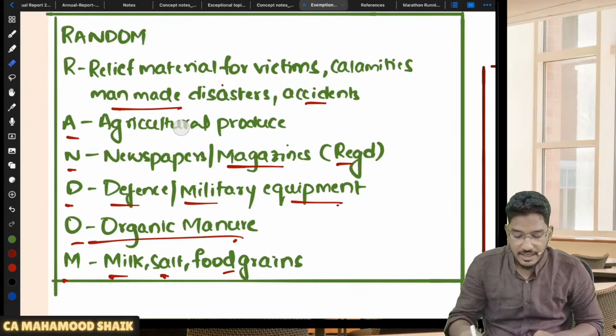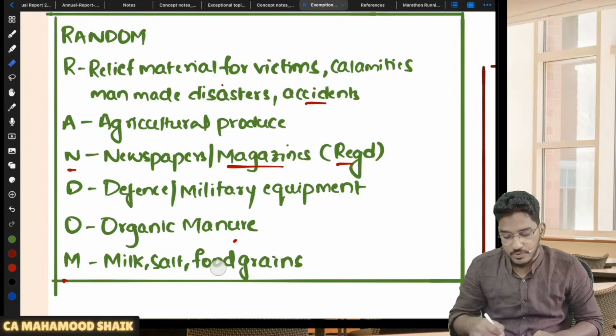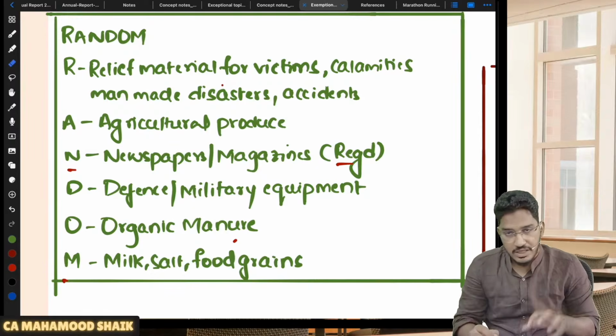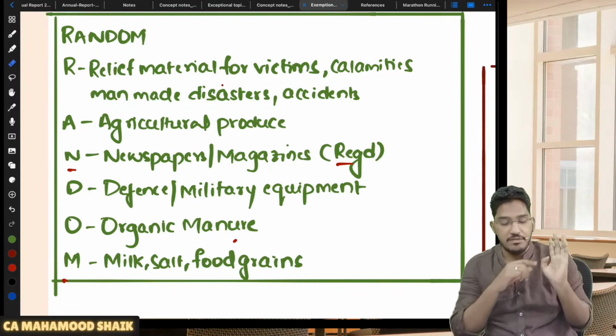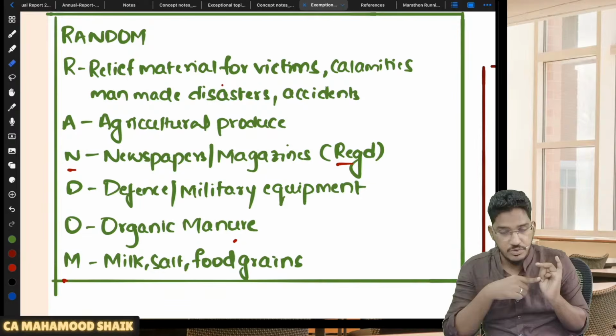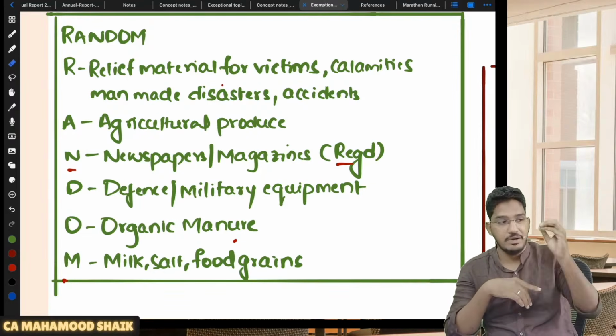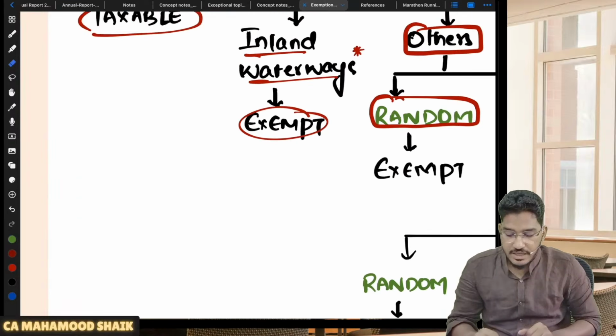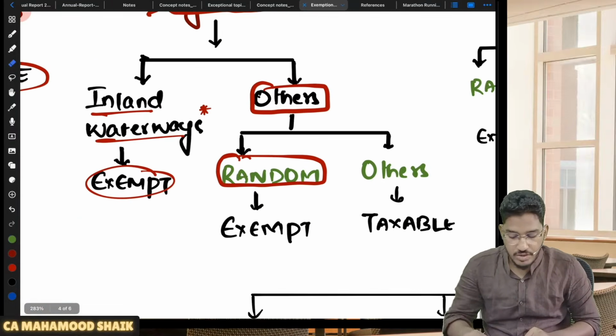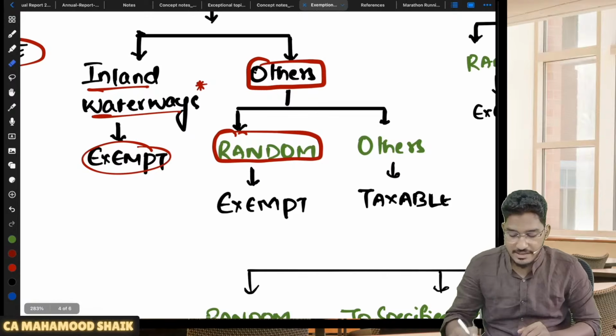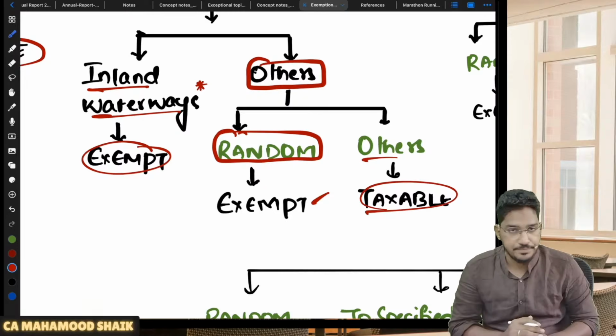So in case the goods are getting transported through ocean, but the goods are falling under RANDOM category. What are RANDOM category? R for relief material, A for agricultural produce, N for newspapers or magazines, D for defense military equipment, O for organic manure, M for milk, salt, food grains. You have to remember this list. So goods are getting transported through ocean, not through inland waterways, but if they are falling under RANDOM category, exempt. If any other goods are getting transported through ocean, then it will be taxable.